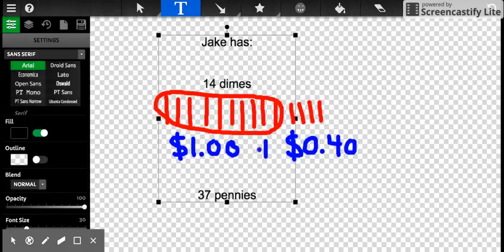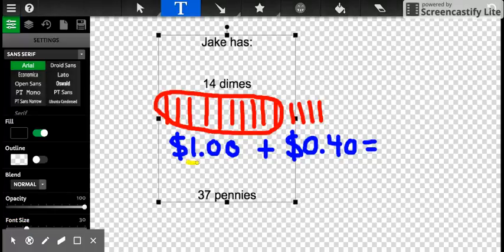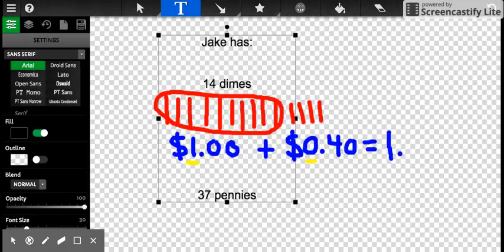And if we add that all together, you can actually do our adding by place strategy here. And here's why. Because first we can add by our dollar place, which is kind of like our hundreds place, like we talked about in class today. $1 plus $0 is still $1. And then 0 tens plus 4 tens still gives you 4 tens. And then 0 plus 0, or ones place, is still 0. So altogether right now you've got $1.40.